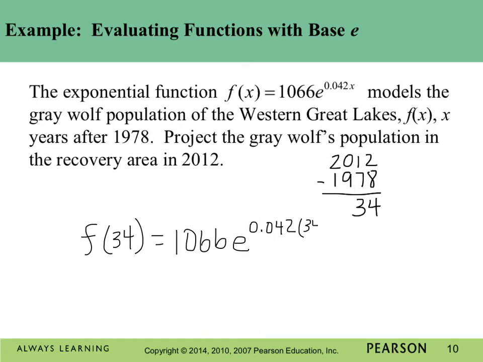And we're just going to put the 34 in there and multiply it by the 0.042 for our exponent, and we're going to approximate whatever we get from our calculator. Now I'm going to round this to the nearest whole because this stands for a gray wolf population. So we're not going to get a half of a wolf or any portion of a wolf, whole wolves only. So that's approximately 4,445 wolves.